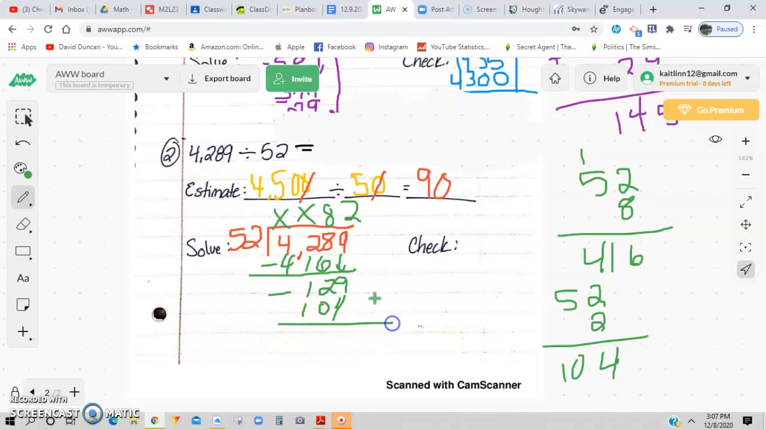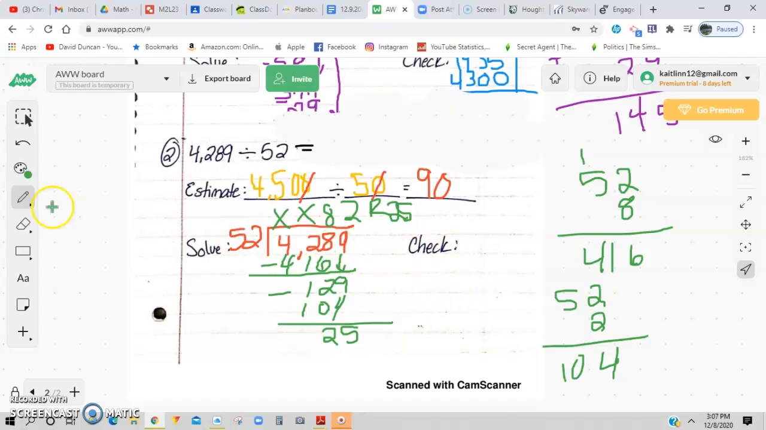I'm going to do 9 minus 4 is 5. 2 minus 0 is 2. 1 minus nothing is nothing. Or 1 minus 1 is nothing. So my remainder of 25 is smaller than my divisor of 52. So my final quotient is going to be 82 remainder 25, which is close to 90.